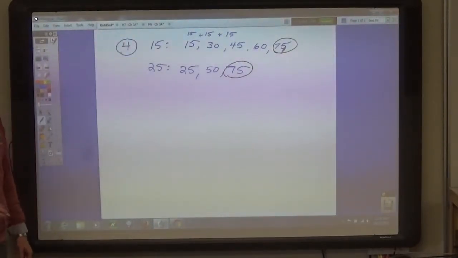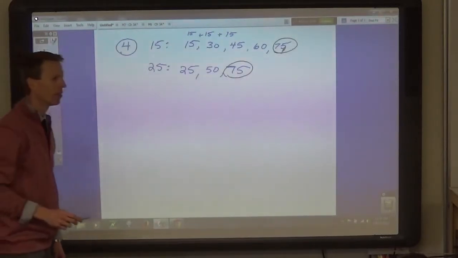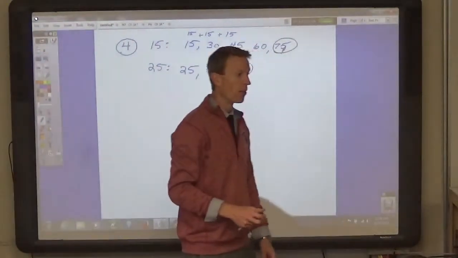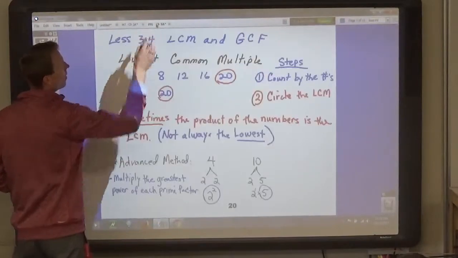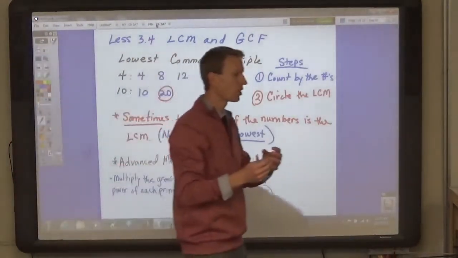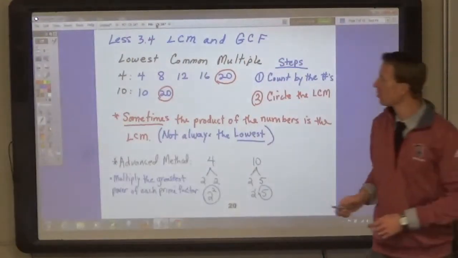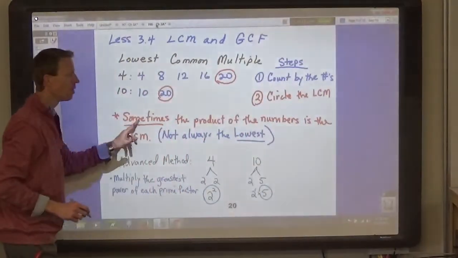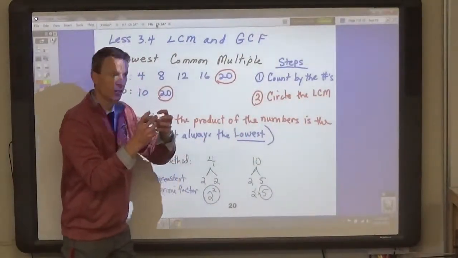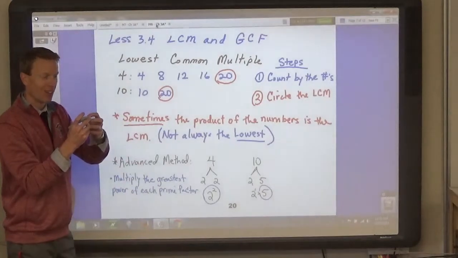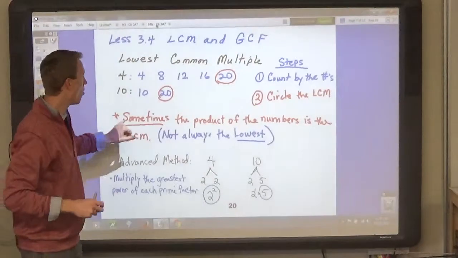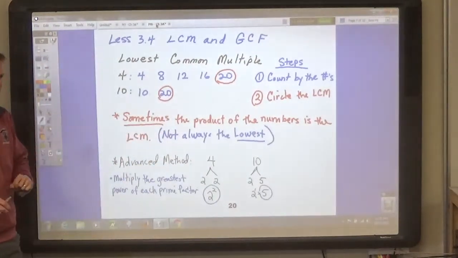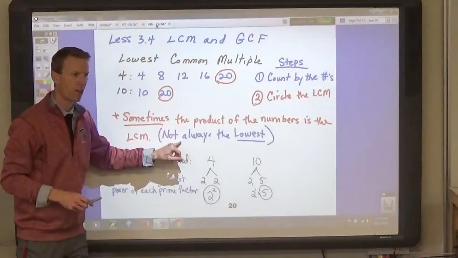Yes? Are they going to give you examples where they don't go together? Or no? What do you mean? Where there is no common multiple? Yeah. There's always a common multiple. What you're thinking of, Daria, is if there's no common factors. Oh, yeah. Okay? But there's always a common multiple because you can always multiply the two numbers together. If you multiply the two numbers together, you'll always get a common multiple. It just might not be the lowest one. Okay?